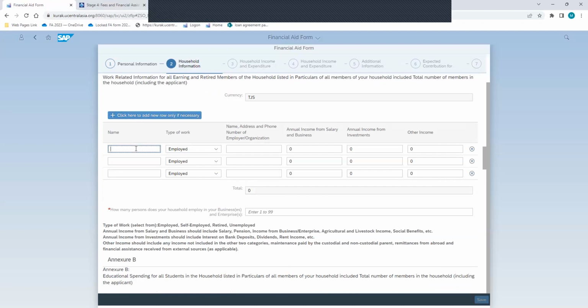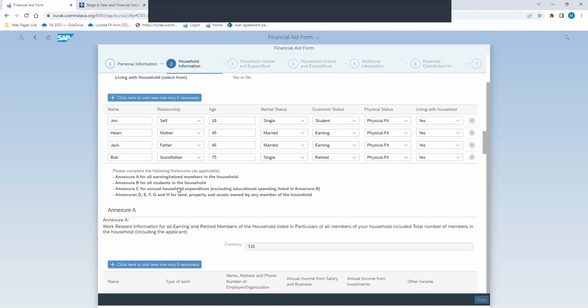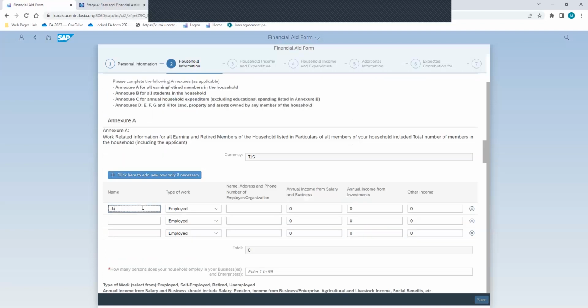Okay, so it was the father. Who was the father there? Father Jack. Let's start from Jack. Or let's say Helen was first. Helen is the mother and she is employed. And we have to write down the name of the organization. Suppose it might be any, you just write down the name of the organization. Maybe it can be Central Asia, UCA, assume.